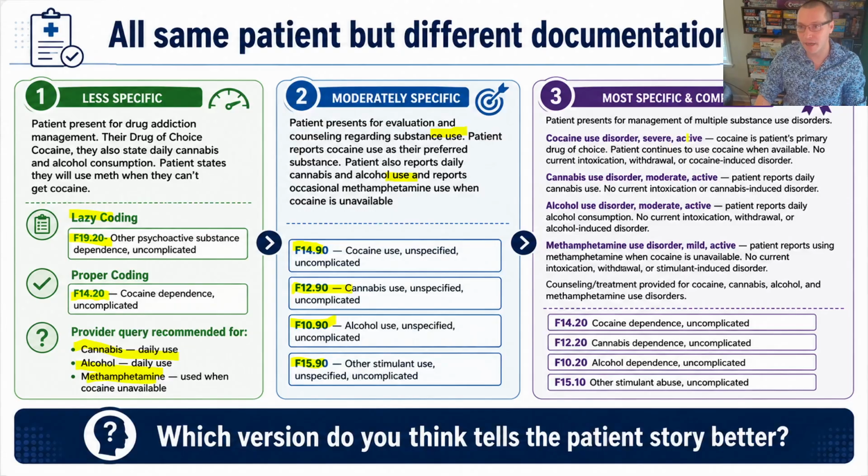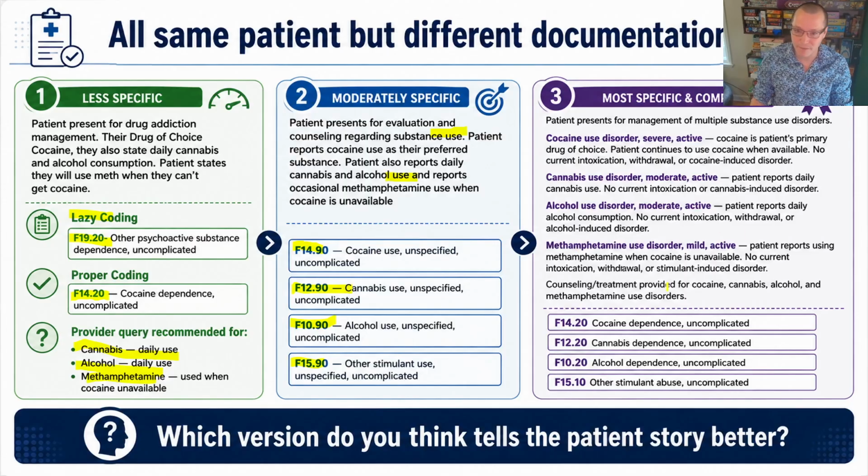Patient presents for management of multiple substance use disorders. We have a line for cocaine use disorder, severe, active. Cocaine is patient's primary drug of choice. Patient continues to use cocaine when available. No current intoxication, withdrawals, or cocaine-induced disorders. Cannabis use disorder, moderate, active. Patient reports daily cannabis use. Alcohol use disorder, moderate, active. Patient reports daily alcohol consumption, no current intoxications.